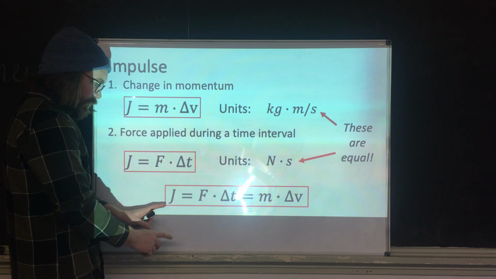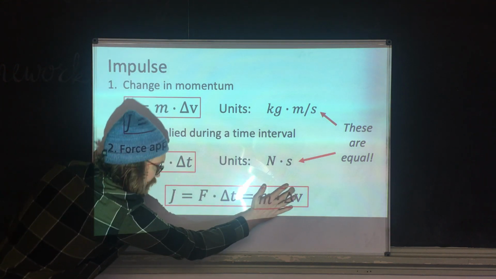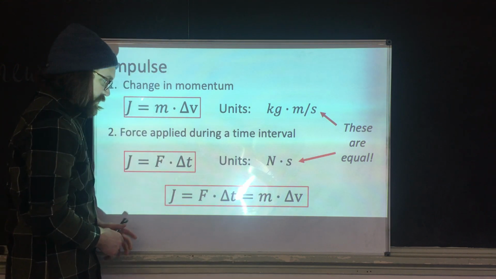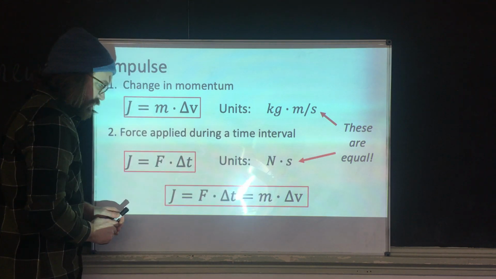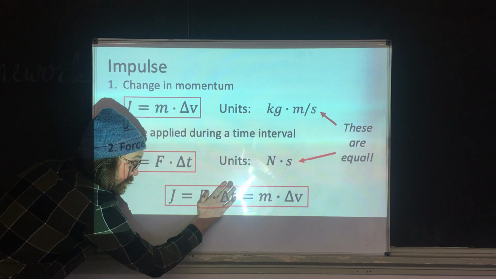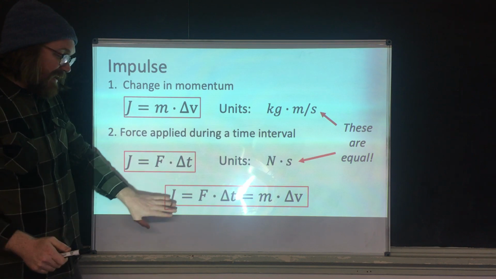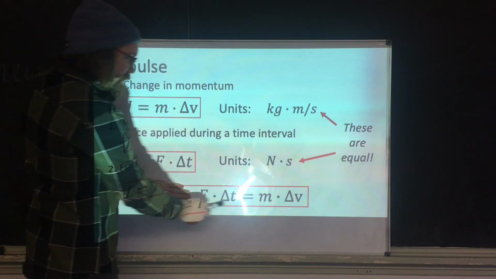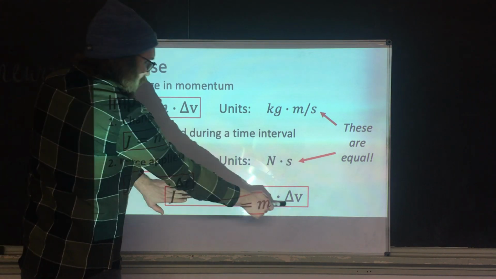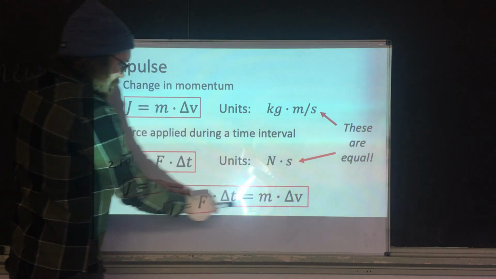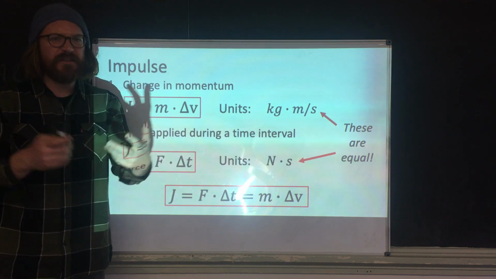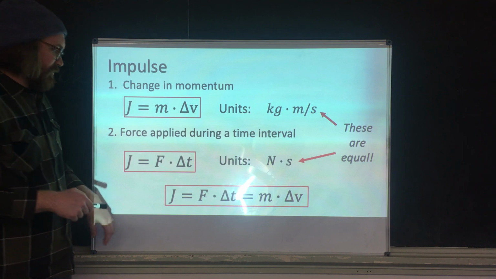If they just give you impulse, force, and time, just use those two. Maybe they just give you impulse, mass, and the change in velocity. Just use those two. Maybe they don't say anything about impulse. Then here's where it gets fun, because you can set these two equal to each other, okay? So we're going to see a couple of mathematical examples of that in just a second.